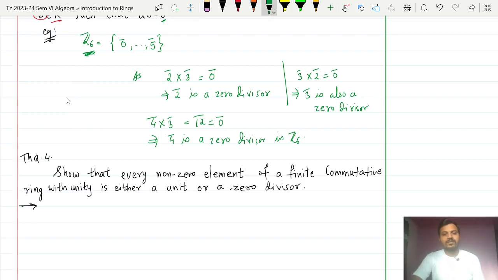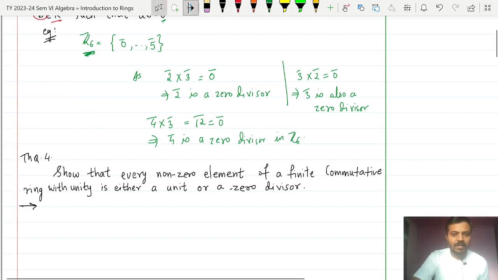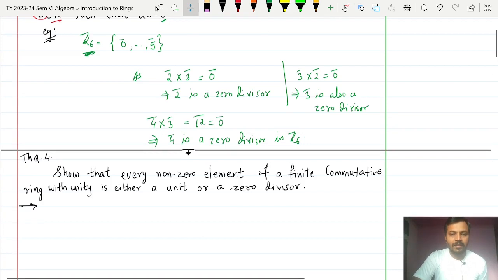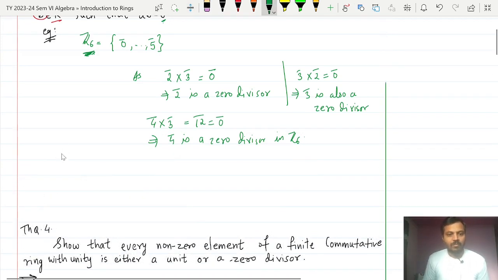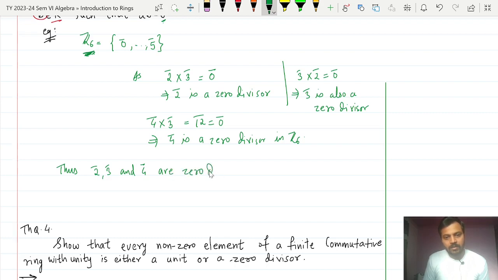So what are the only zero divisors of Z6? That is 2 bar, 3 bar and 4 bar. So indirectly what we have proved, thus, 2 bar, 3 bar and 4 bar are zero divisors of Z6.